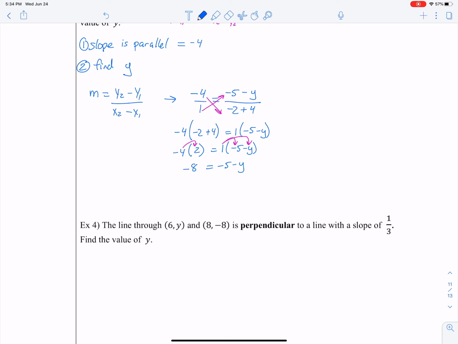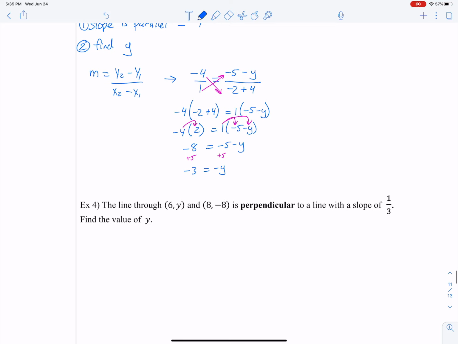So now we want to get the y by itself. We're going to start off moving the -5. I'm going to add it to both sides. So I get -8 plus 5, which ends up with -3. And then I have a -y on this side. Then I need to divide everything by -1 to get rid of the negative in front of the y. So I get y is equal to 3 as a final answer.